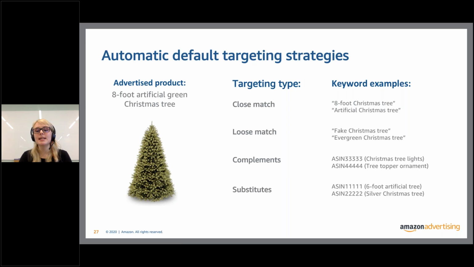Then with complements, the targeting includes ASINs that are complementary to the advertised product, like Christmas tree lights or tree topper ornaments, because these are complementary to the Christmas tree. They are something that customers would buy alongside the Christmas tree. And then with substitutes, your targeting will include ASINs that are very similar to yours. So for example, another artificial tree that either you sell or that another advertiser sells.